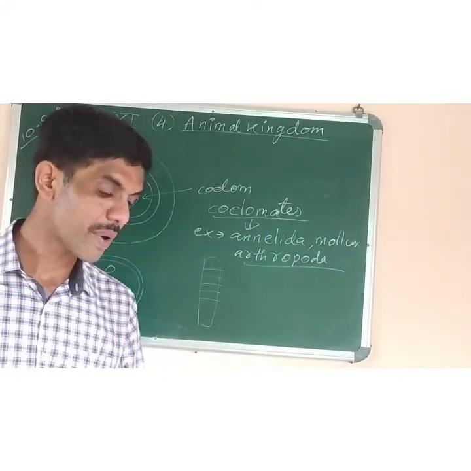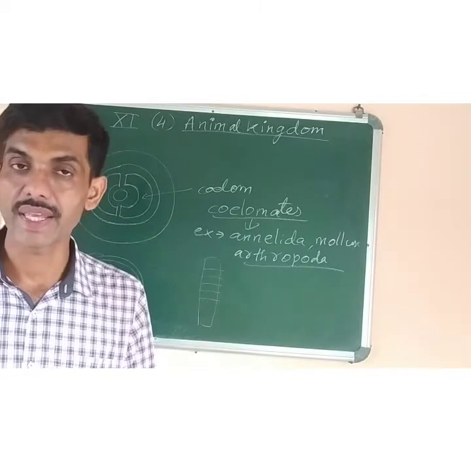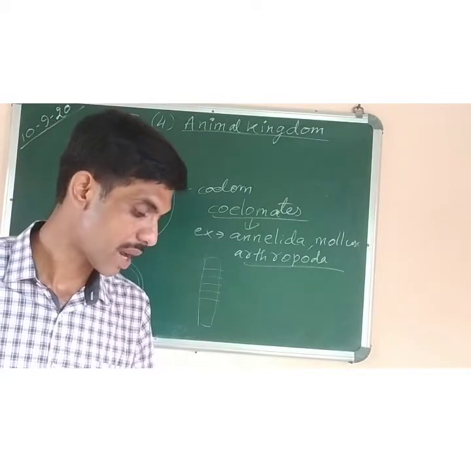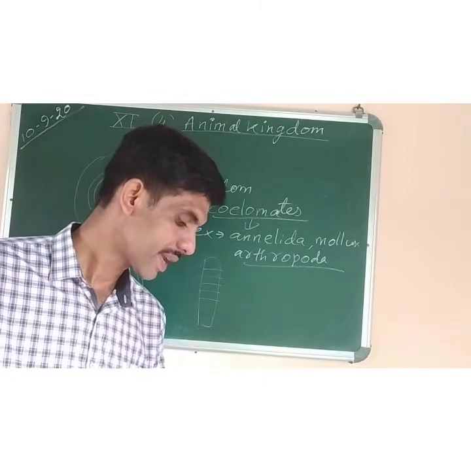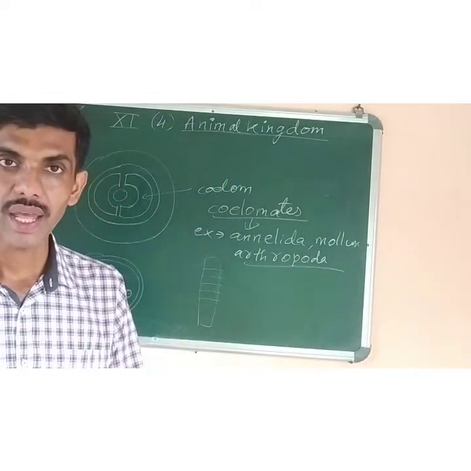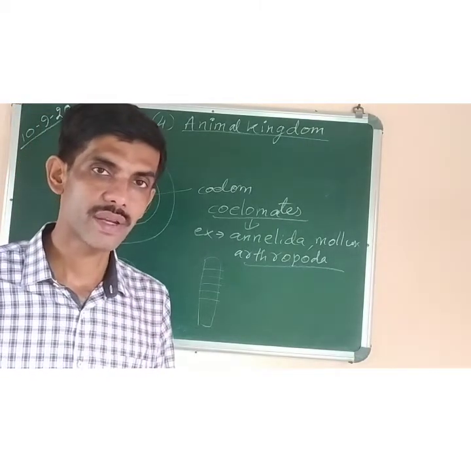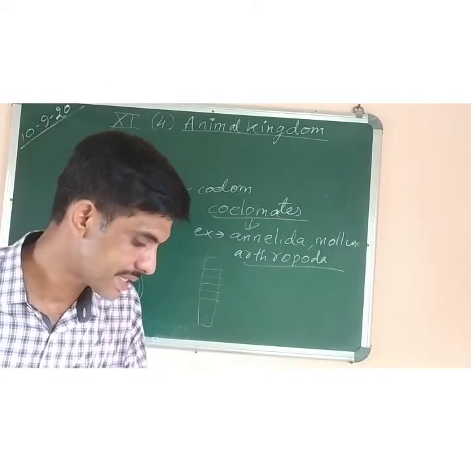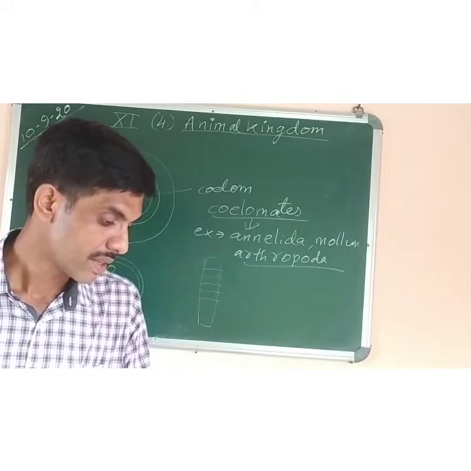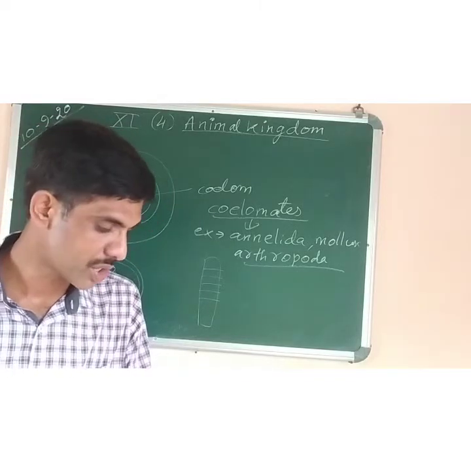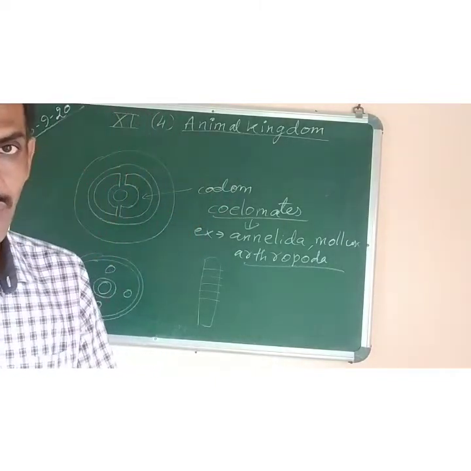Then the body is supported by a skeleton made up of spicules or spongin fibers. The sexes are separate, that is they are not hermaphrodite. Male and female sponges are present on different bodies, and they reproduce asexually by fragmentation and sexually by the formation of gametes. Fertilization is internal and development is indirect. So any 5 characteristics you have to learn, and 2 examples you can remember: Sycon and Spongilla or Euspongia.